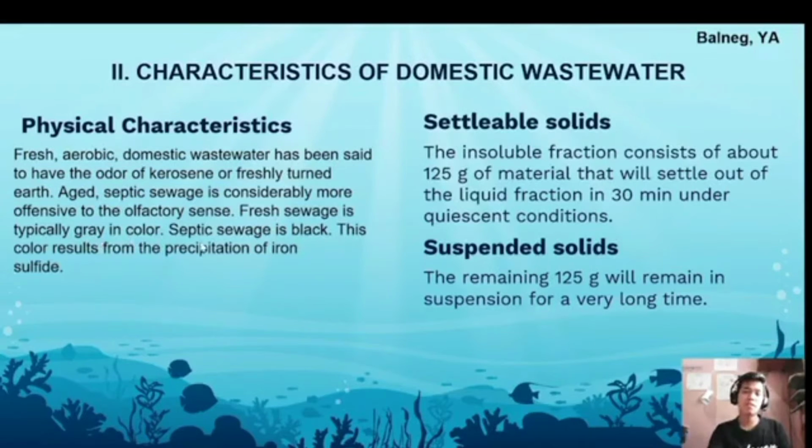while the septic sewage wastewater is black because of the presence of our solid waste, our feces, and also our urine that we are disposing in the toilet. So these are the septic sewage wastewater. Its color is black because of the precipitation of iron sulfide.